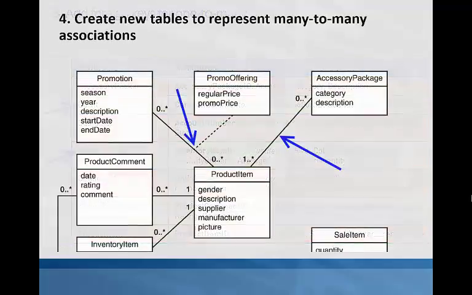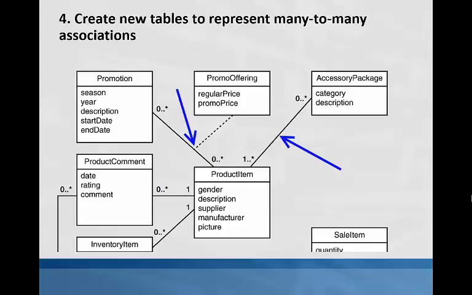Step number 4. Create new tables to represent the many-to-many associations. Let's look at these 2 many-to-many associations. How do we capture that information? We cannot put the primary key from one class into the other because we would need multiple values. The solution is to create a new table with both primary keys as foreign keys, just as we did with the association classes. In this diagram, we have 2 examples of many-to-many associations.